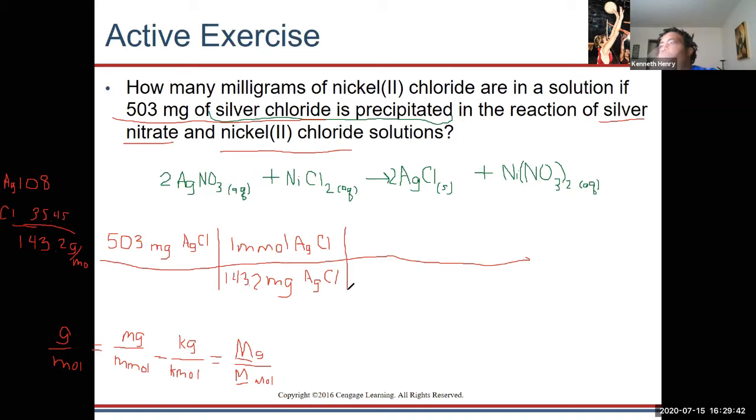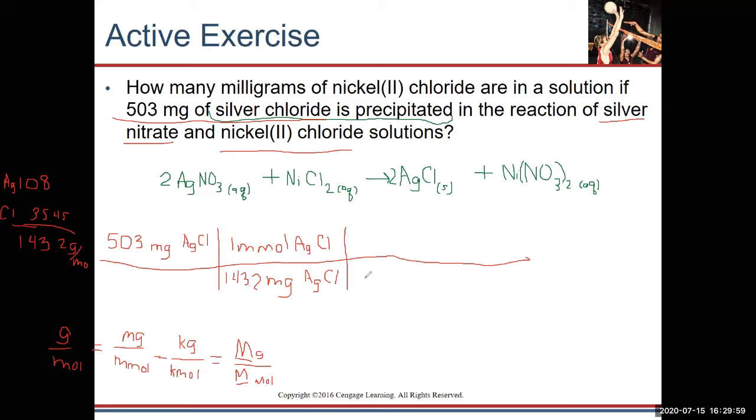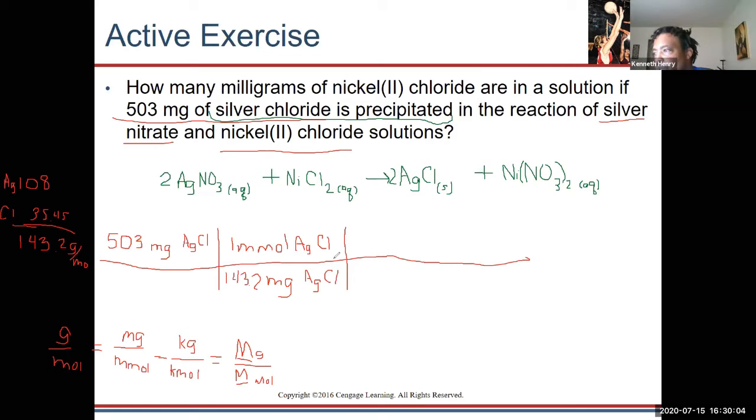Now we have to do the ratio, right? Because we're looking for the grams of silver chloride. So we've got moles. Now we can use the ratio that we have. Do you understand what I'm saying? Okay. So what is the ratio? Because we want nickel chloride, right? Grams of nickel chloride. That's our goal.